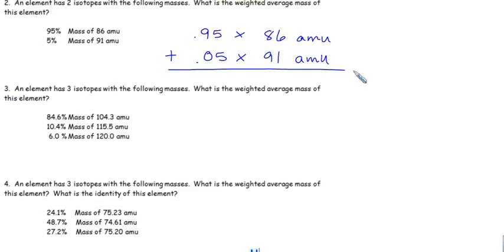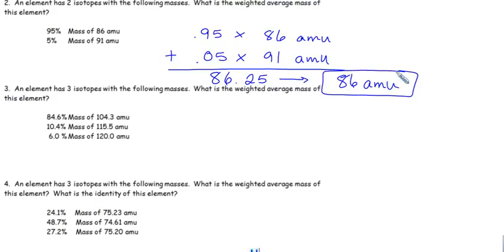This time the masses given are all whole numbers, so I'll just round this to the nearest whole number. And interesting. Okay, so on my calculator, I'm looking at about 86.25. But if I round that to the nearest whole number, I might just leave 86.